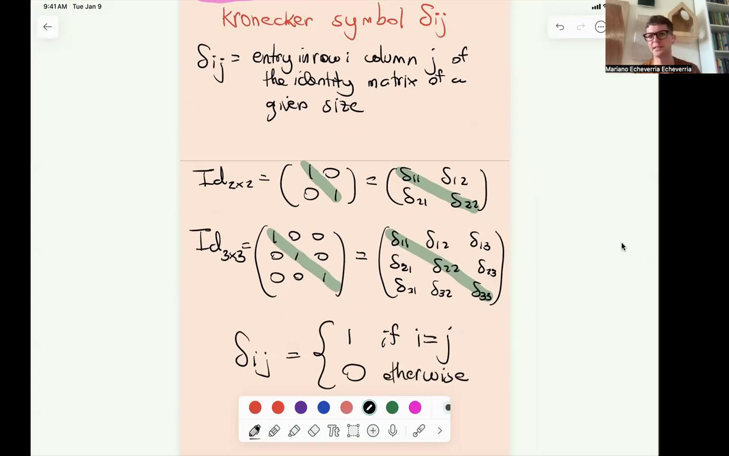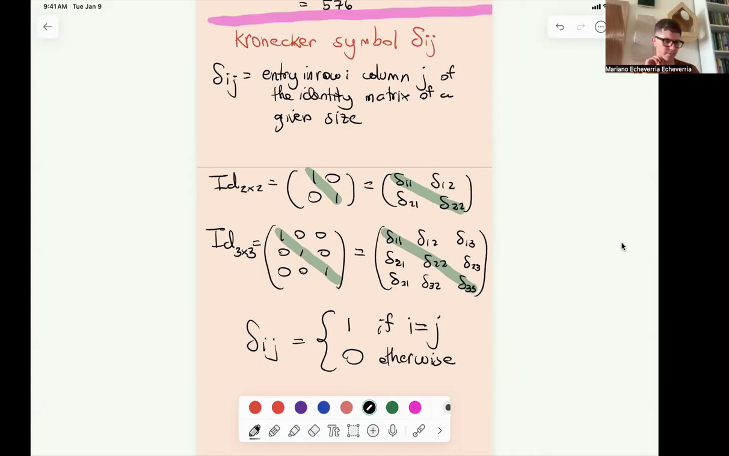Which summarizes more conveniently what I have been writing. Is that making sense? Questions about the symbol, how it's written down?